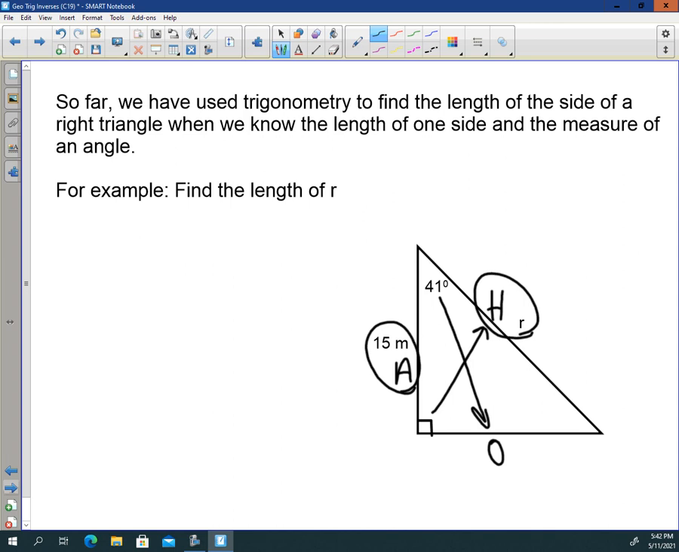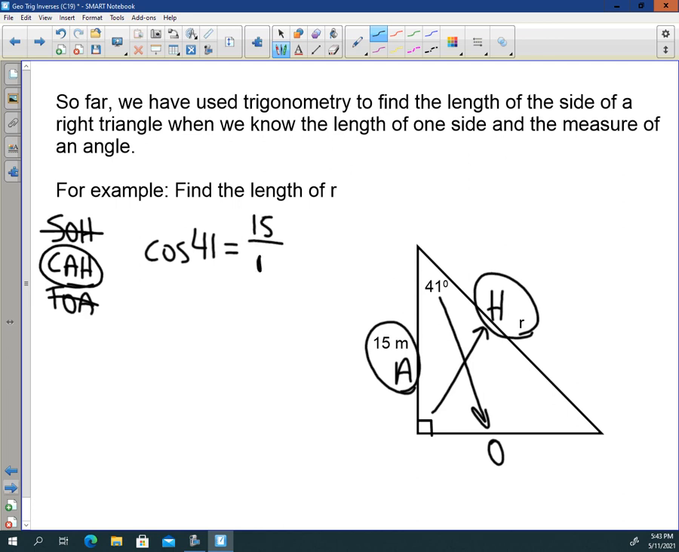And so we're going to choose between sine, cosine, and tangent by remembering SOH-CAH-TOA. Well, we have the A and we want the H, and so again, we're using the cosine. Seems like we're using that a bunch lately. And then we're going to use that to set up our equation. The cosine of the angle is the adjacent over the hypotenuse.